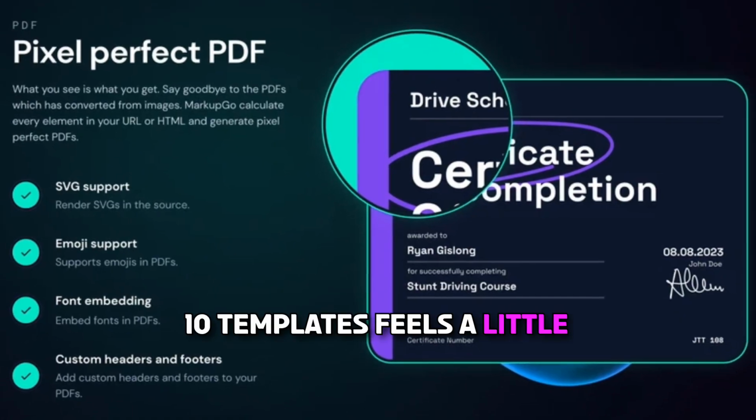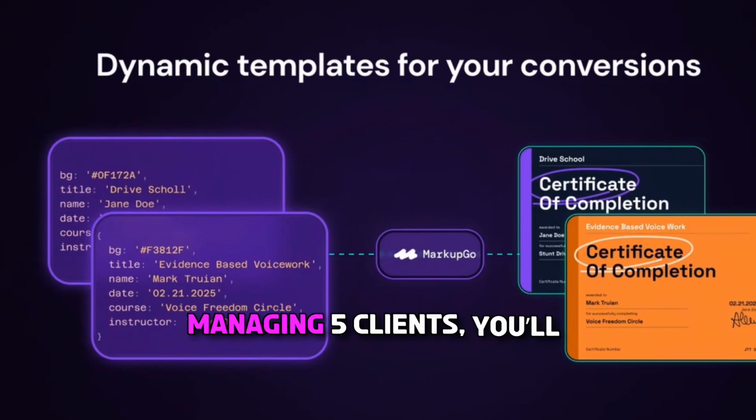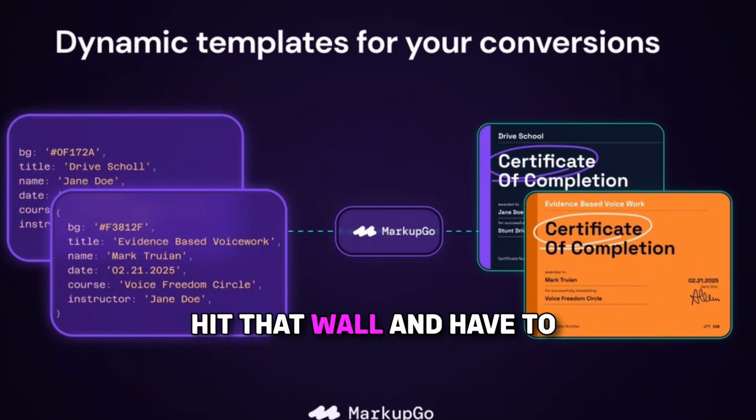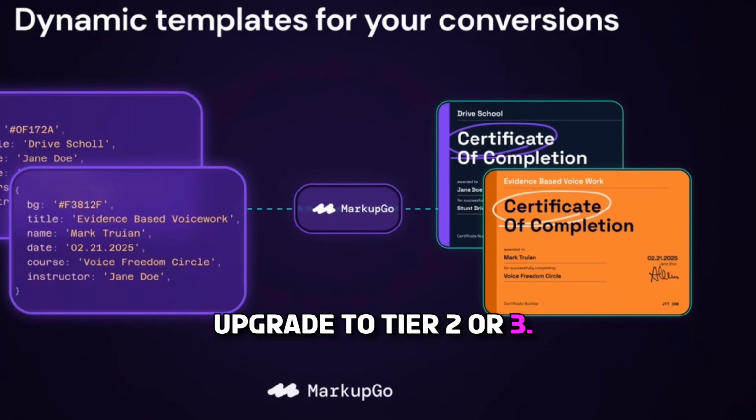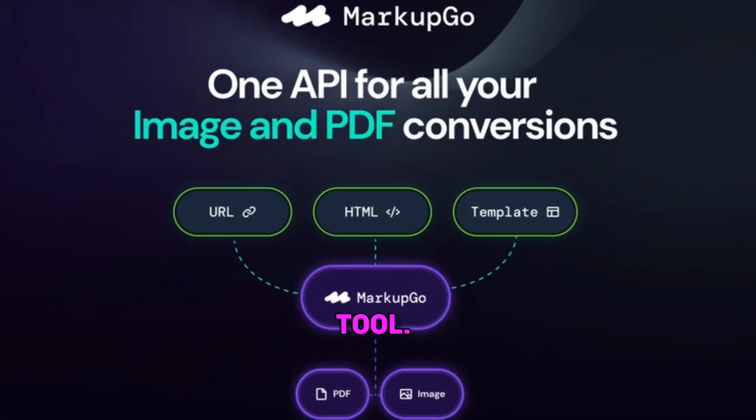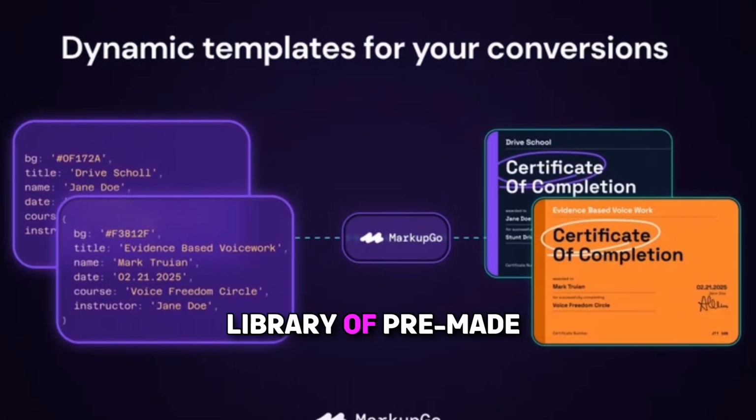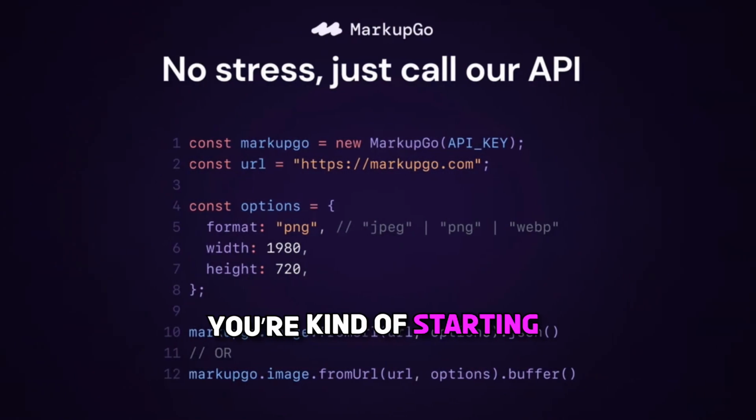Also, the template limit on Tier 1. 10 templates feels a little stingy. If you are an agency managing 5 clients, you'll hit that wall and have to upgrade to Tier 2 or 3. And finally, it's a newer tool. It doesn't have a massive library of pre-made templates yet. You're kind of starting from scratch.